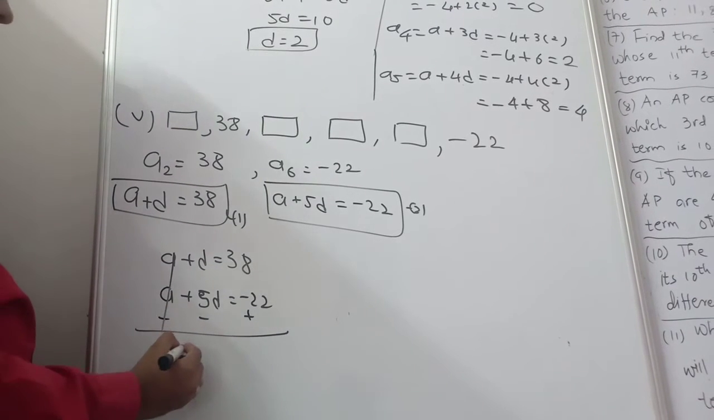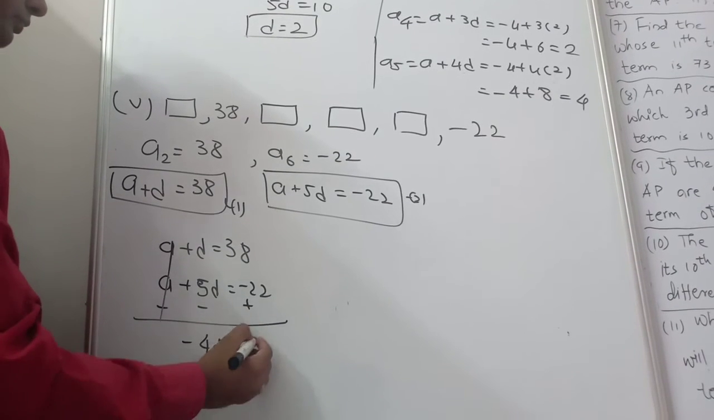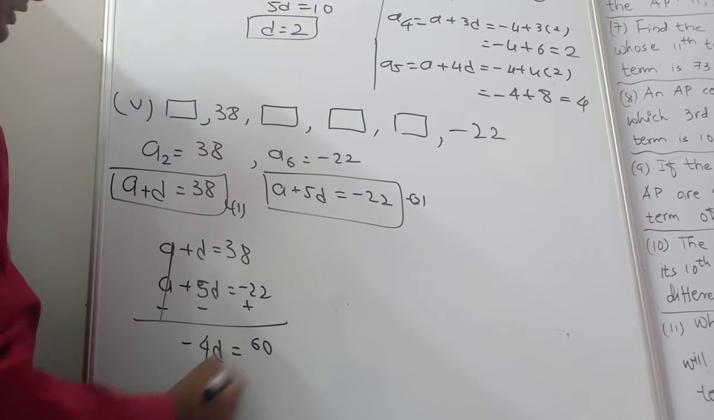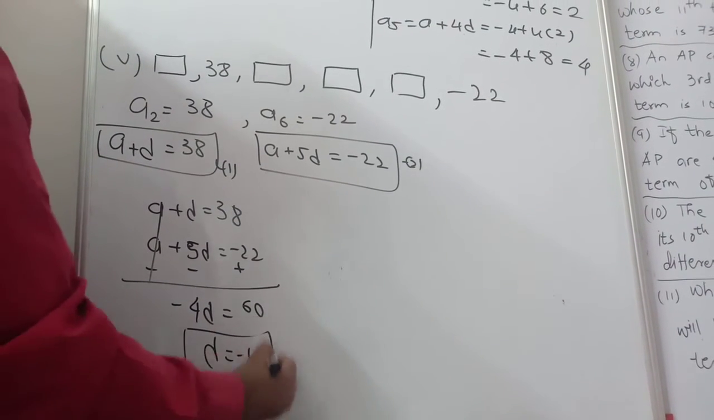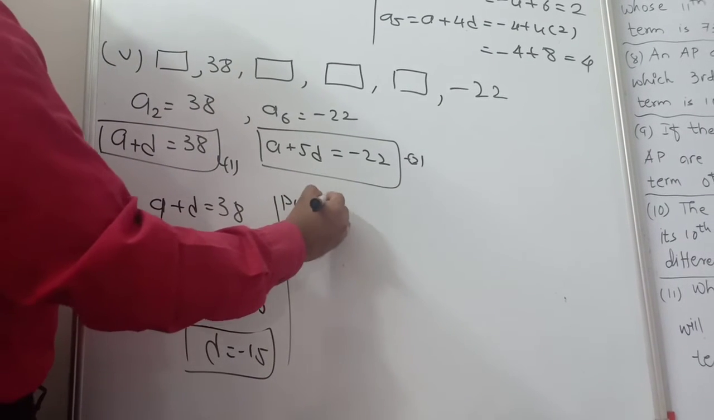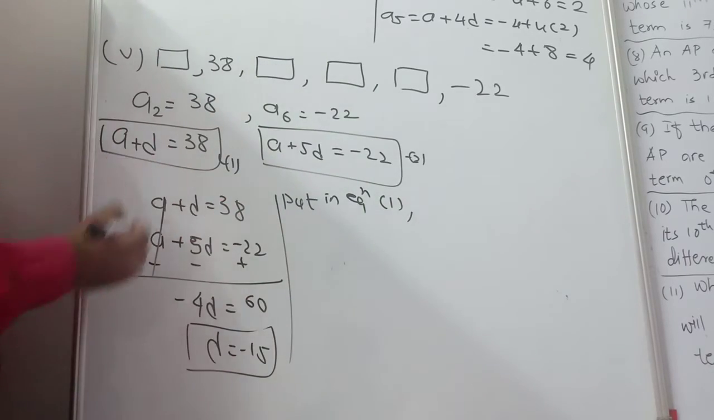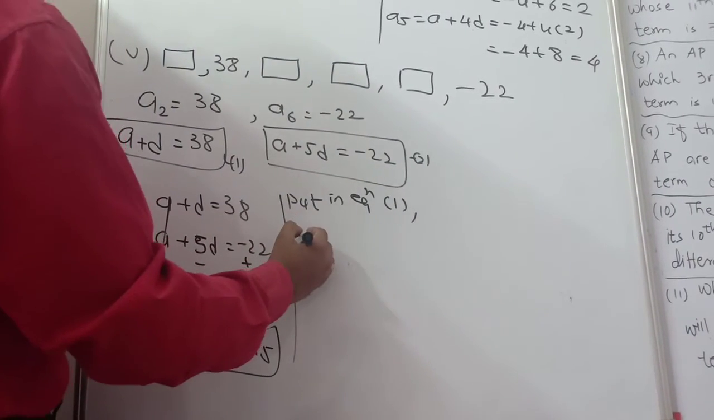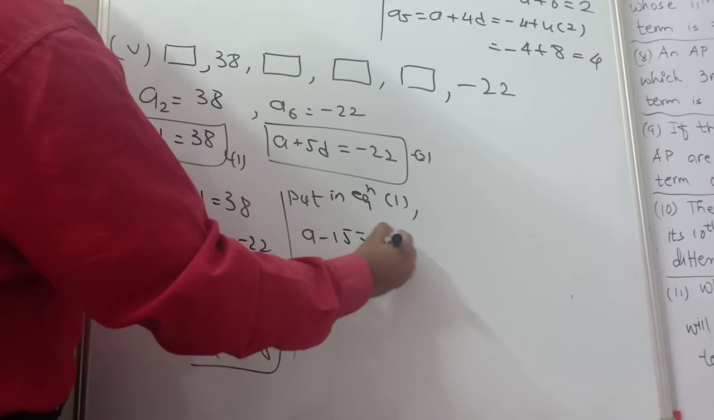Eliminating A here, minus 4d is equal to, both are positive, so 16. Okay, so d is equal to minus 15. Right? Put in equation number 1. We get, okay, so A plus d, that means A minus 15 is equal to 38.